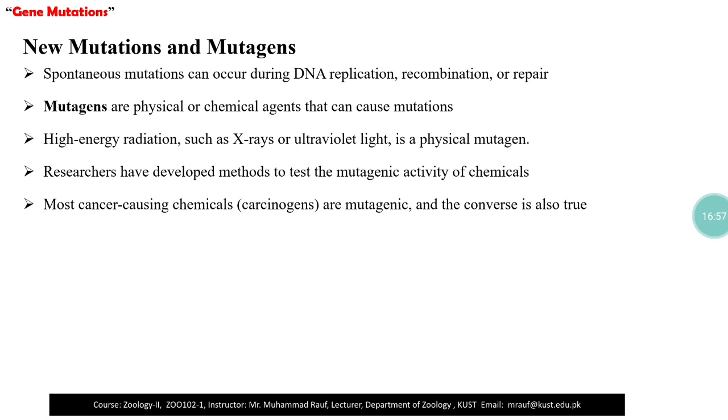Mutations are caused by chemical and physical agents which are called mutagens. Now, the mutations which are caused by mutagens are called induced mutations. There are certain types of mutations which are spontaneous in nature, meaning they occur on their own inside the cells because of the processes which take place inside the cells, like replication of DNA, recombination, that is crossing over, or repair.